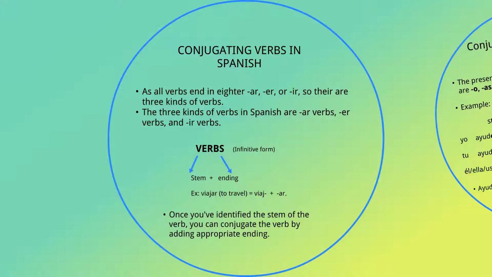The infinitive form of the verb has two parts: the stem, which is everything before the ending, and the ending itself, which is either AR, ER, or IR. For example, viajar, to travel, has the stem viaj and AR as the ending. Once you've identified the stem of the verb, you can conjugate the verb by adding the appropriate ending.